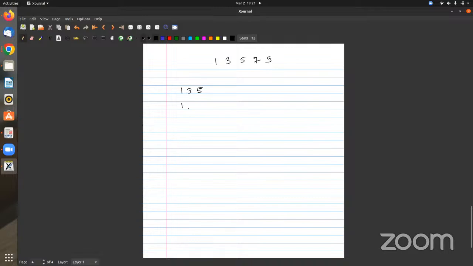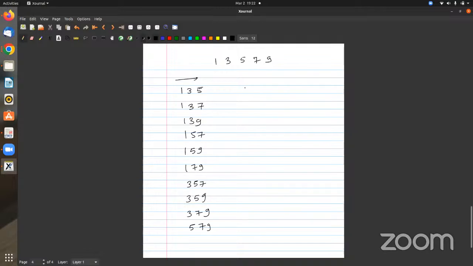I'll quickly go through all the ways. 1, 3, 7, then 1, 3, 9. Again, I can have 3, 5, 7 and 1, 5, 7. We will finish the ones starting with 1 first: 157, 159, 179. Then I'll go with 3: 357, 359, 379. Then 579. These are all increasing from left to right.